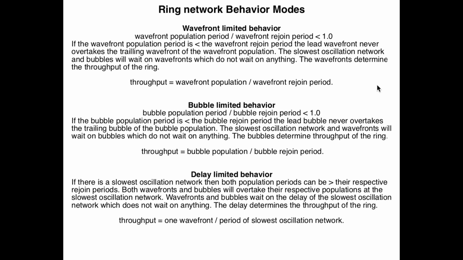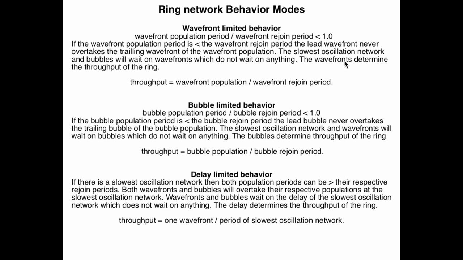Now, if there is a slowest oscillation network, then both the population periods can be greater than their respective rejoin periods. So the ring is neither wavefront limited nor bubble limited. Both wavefronts and bubbles will overtake their respective populations at the slowest oscillation network. The wavefronts and the bubbles wait on the delay of the slowest oscillation network, which does not wait on anything. And the delay determines the throughput of the ring, which is one wavefront per period of the slowest oscillation network.